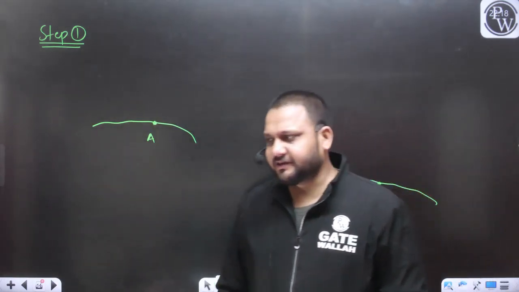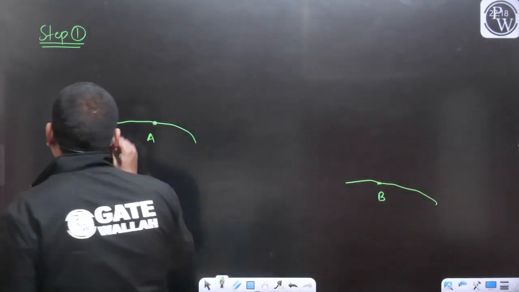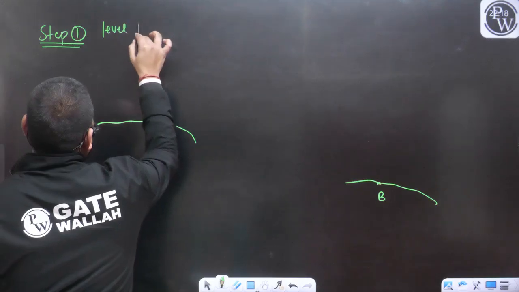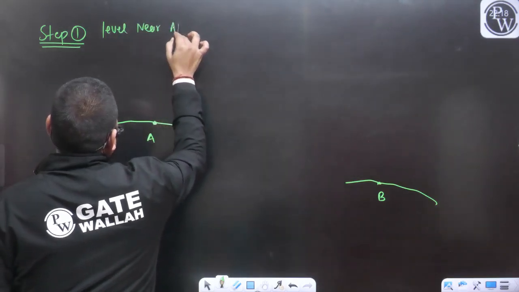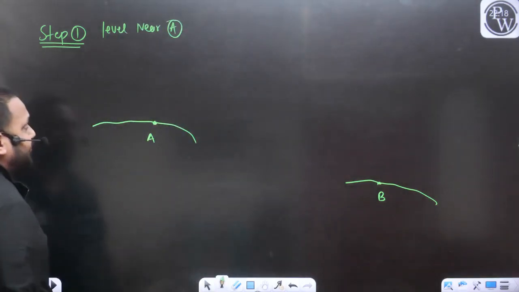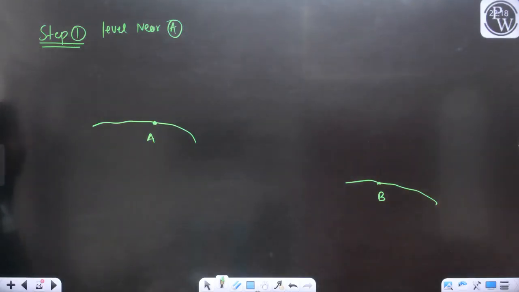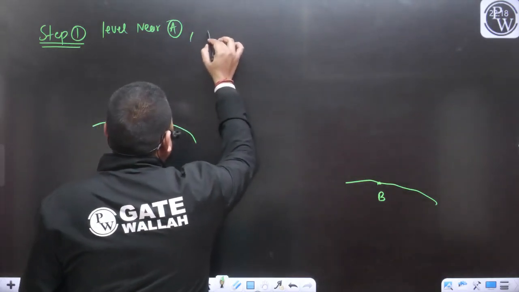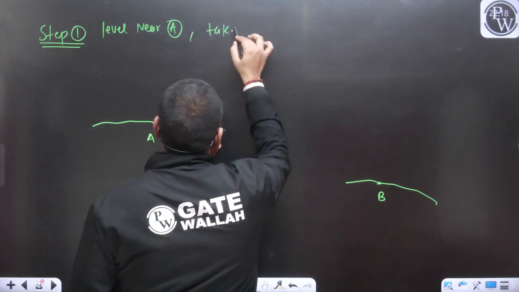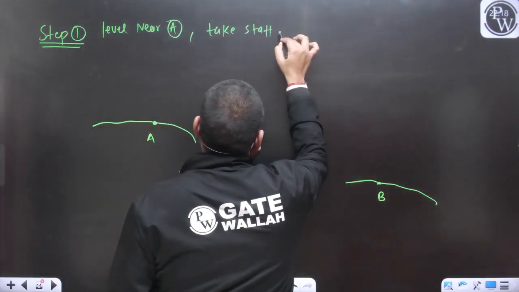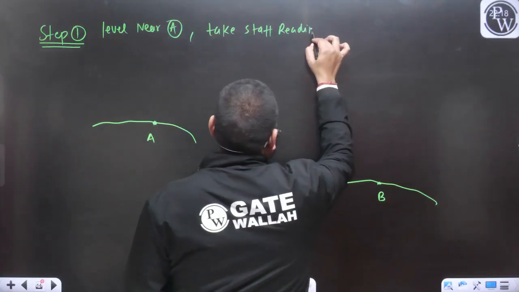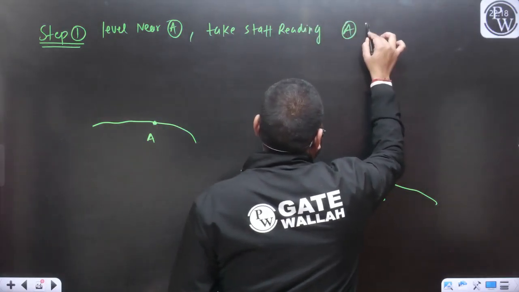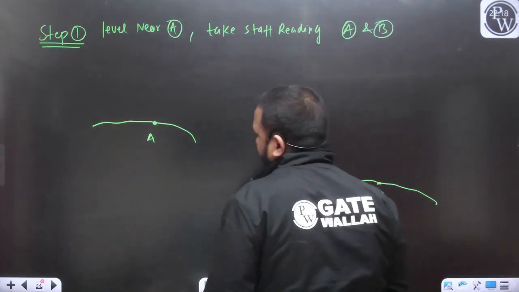So in the first step, what will we do? We will place the level near point A. We will place our level instrument near point A and take staff reading at point A and B. So this is going to be the first step.